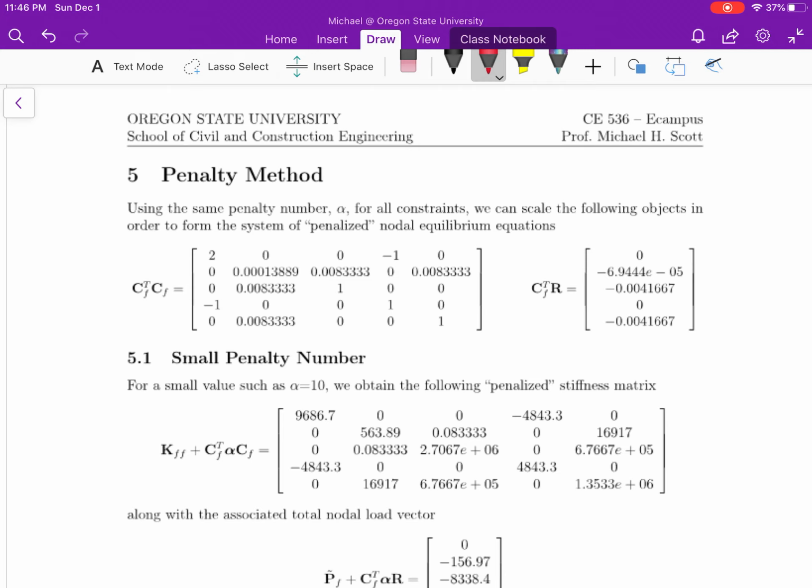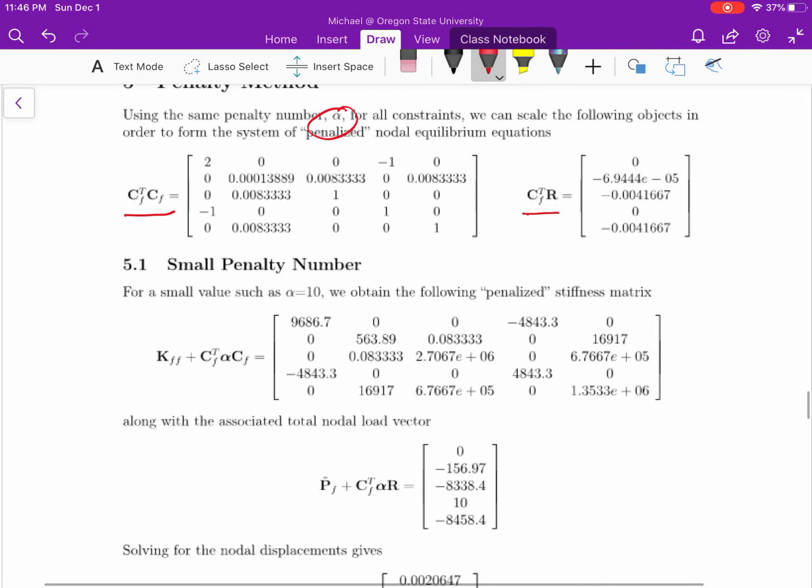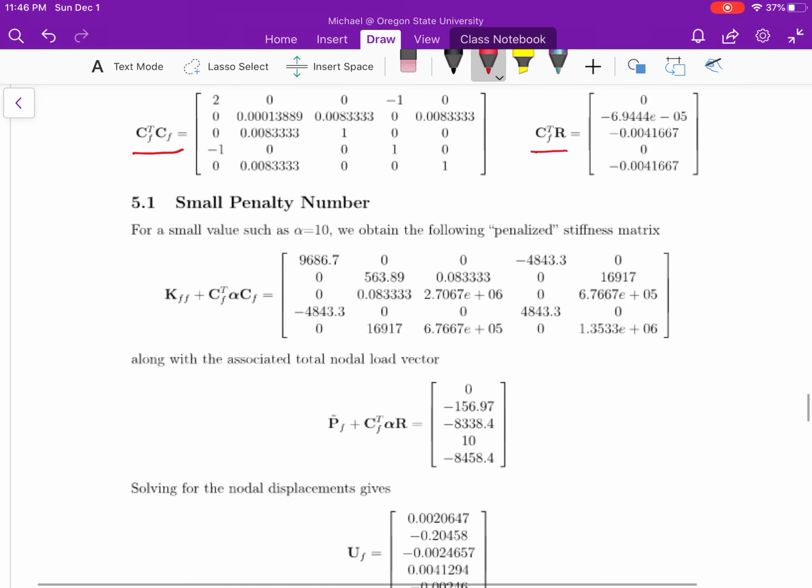And then finally we have the penalty method. If we use the same penalty number alpha for all the constraints, then we can just scale these objects, CF transpose CF and CFR, as shown there. These are from our constraint equations, coefficient matrix, and the right-hand side vector. So look at what happens with a small penalty value. Let's say alpha equals 10.